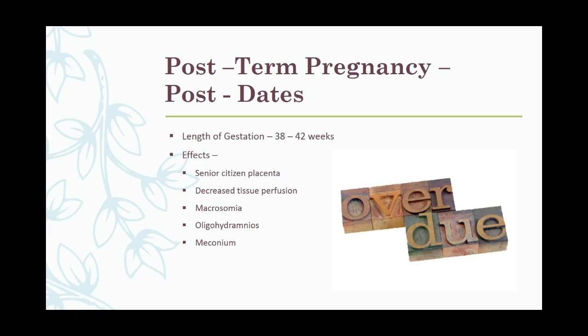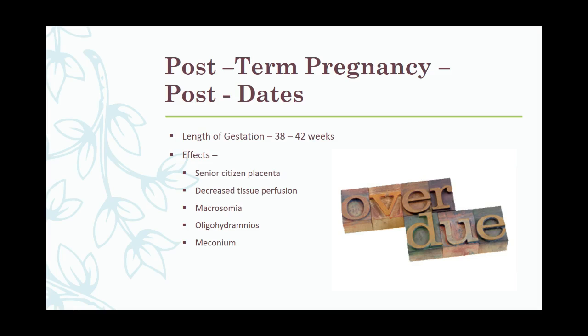Post-term pregnancy and post-dates. Let's talk about that for a little bit. Our normal length of gestation should be anywhere from 38 to 42 weeks. Anything greater than 42 weeks is considered post-term or post-date. And when a placenta or a pregnancy becomes too old, we get this senior citizen placenta. It's too old to work anymore.